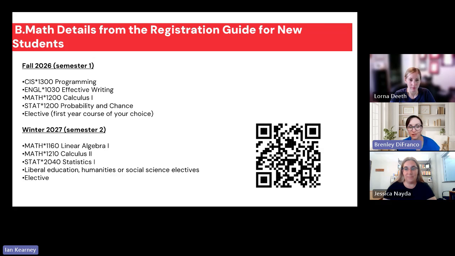And then in winter, you've got 2 electives. Usually that's when students do at least 1 liberal education one, because you've got a half credit liberal education requirement within your degree program. So I'll pass it over to Lorna if you want to give an overview just of these courses.